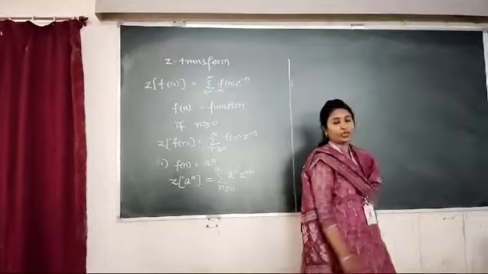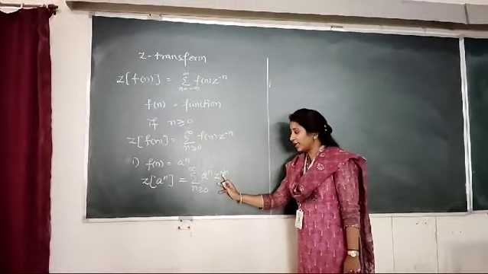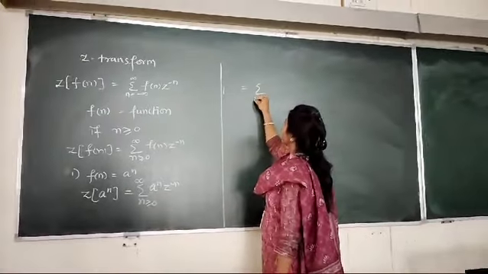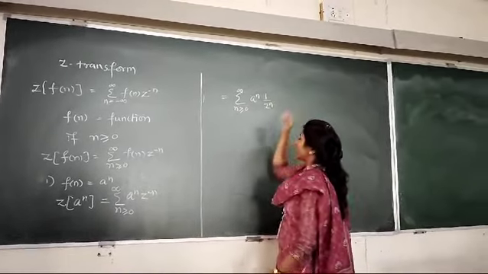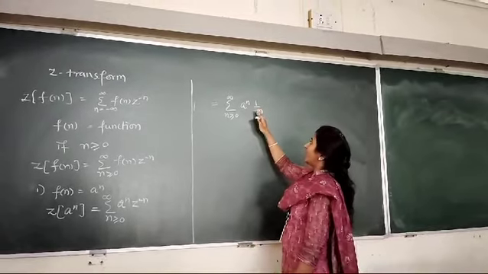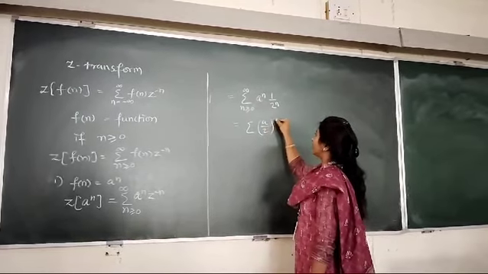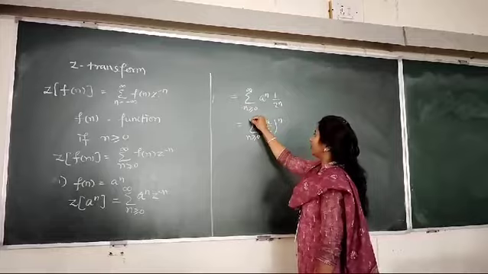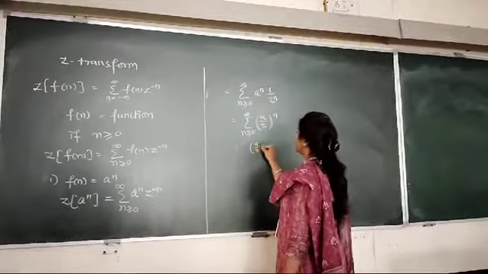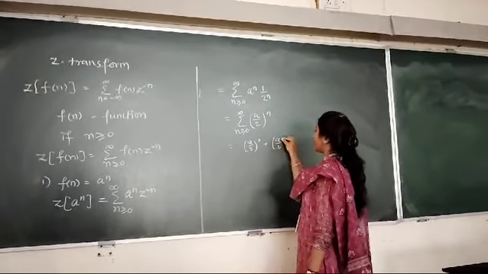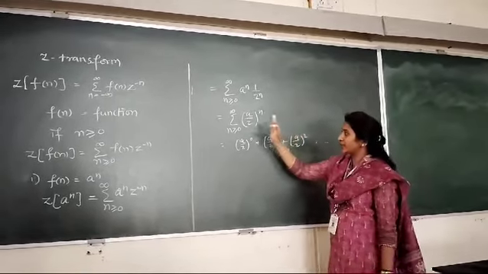Now for finding the answer, what do we have to do? First, convert it to the positive power and take it common, as n from 0 to infinity of a^n (1 upon z)^n. As a and z have the same power, we can write it as (a upon z) raised to n, n from 0 to infinity. When we expand it, what do we get? (a upon z) raised to 0, (a upon z) raised to 1, (a upon z) raised to 2, and so on.